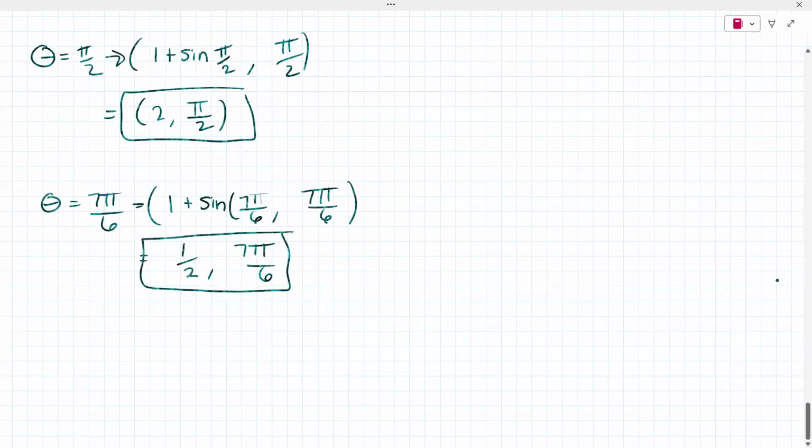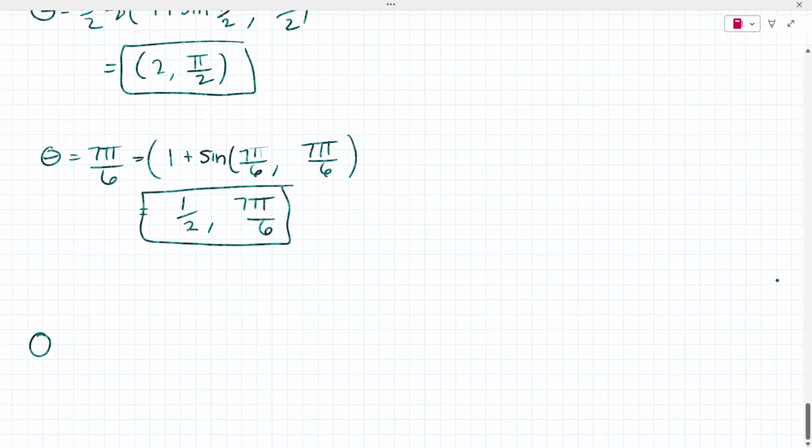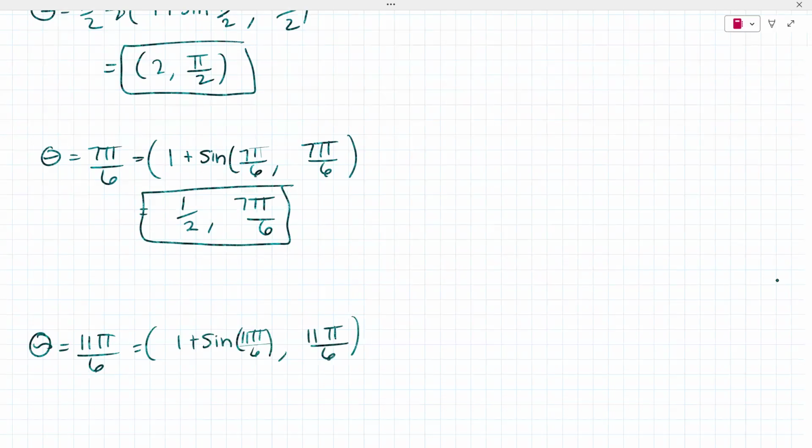And then for theta, 11 pi over 6 is going to give you 1 plus sine of 11 pi over 6, comma 11 pi over 6. And that gives you an x coordinate of 1/2 and a y coordinate of 11 pi over 6.